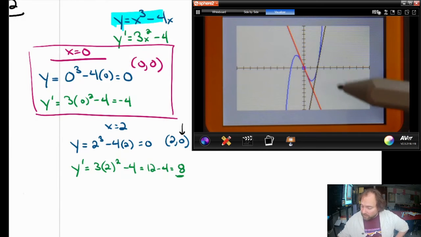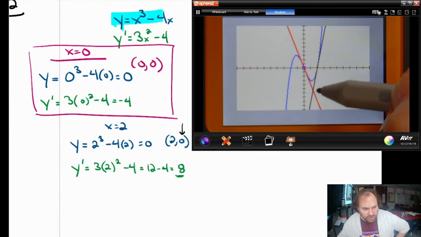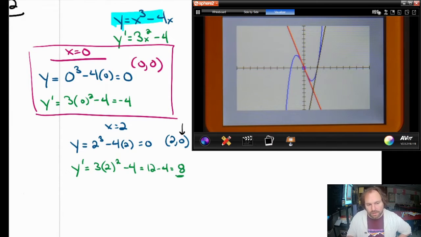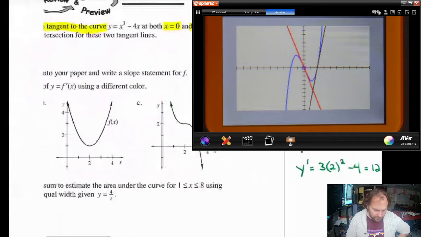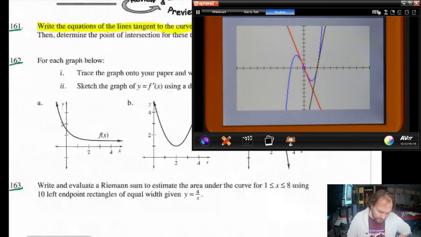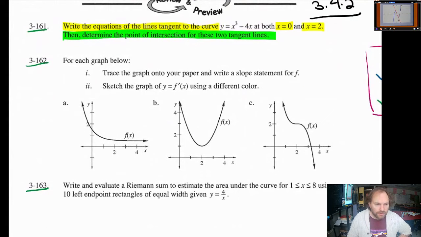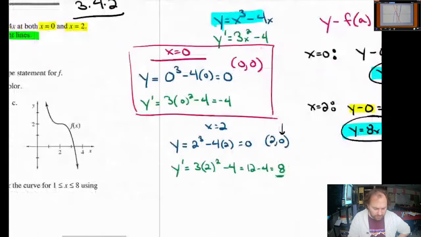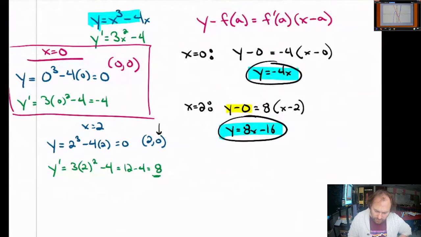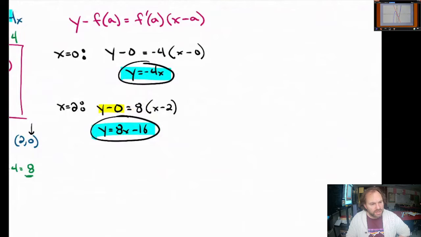Now, the other part of this question is they want to know what that intersection point is right there. Now, we could use the calculator for this. It's in the instructions, by the way. I haven't read it yet. What we're asked to do then is to determine the point of intersection for those 2 tangent lines. We could use the calculator for that, but since we have equations for both of those, it would be easier to just take those two equations and set them equal to each other. When does negative 4x equal 8x minus 16?